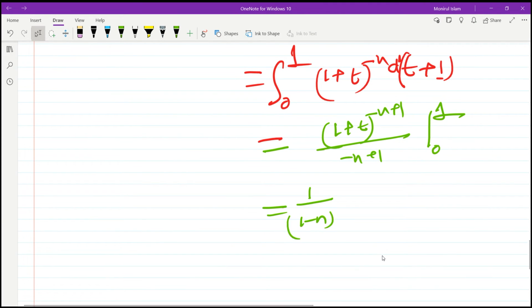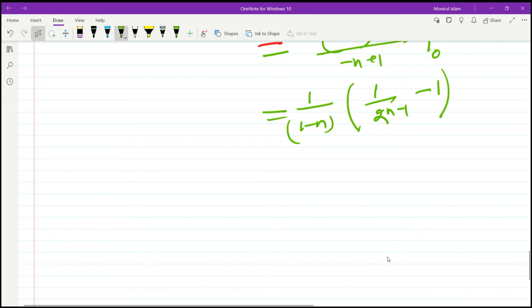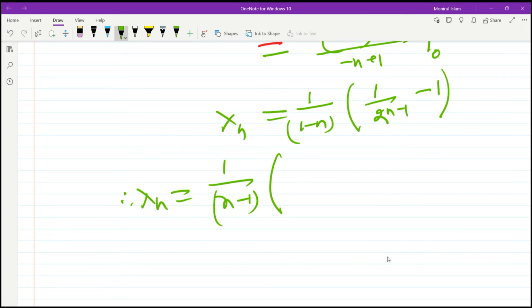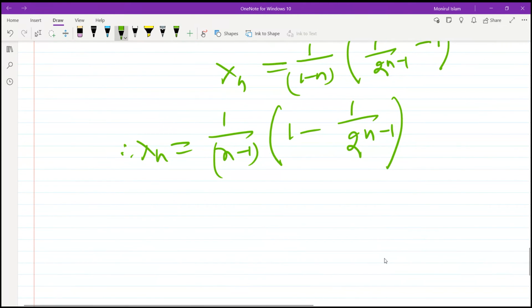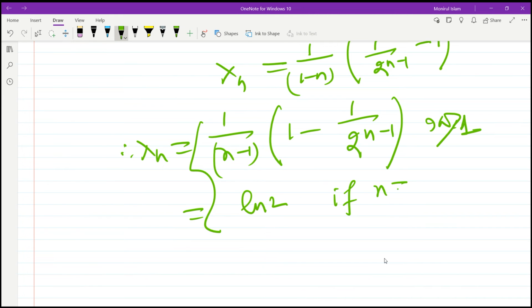Okay, so you will get 1 upon 1 minus n times (1 upon 2^(n-1) minus 1). If you put 0, then this is 1. So you can write this like this: lambda n equals 1 upon n minus 1 times (1 minus 1 upon 2^(n-1)), when n is greater than 1, and this will be ln 2 if n equal to 1. Okay, so this is the sequence lambda n.